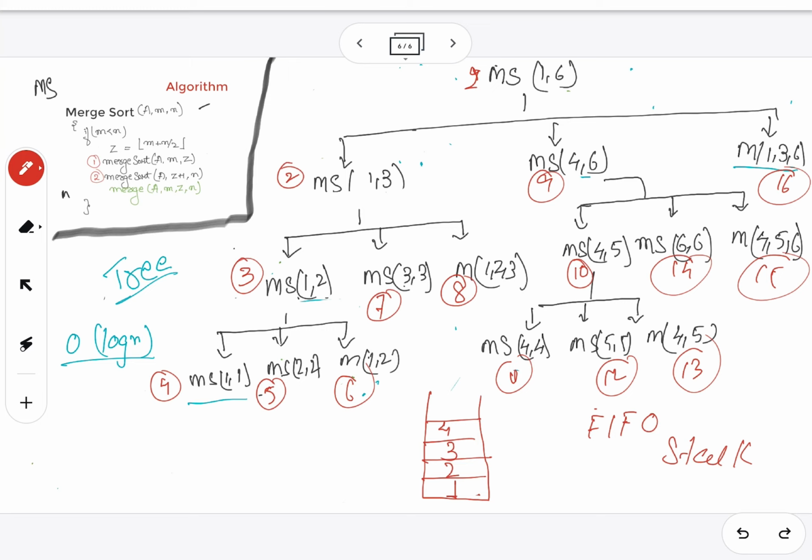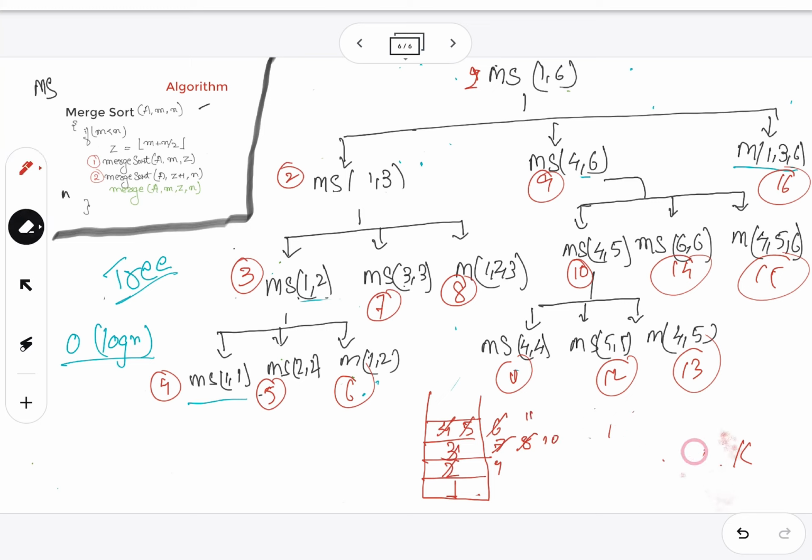But for the recursive one, let's see how much size is needed. Once 4 is completed, we can push 5. Once 5 is completed, we can push 6. Once 6 is completed, we pop it out and push 3. When 3 is completed, we push 7, and when 7 is done, it is 8. When 8 is done, we come to 2. Then 2 gets completed, and we can push 9 in the same place. Then we push 10, and after 10 we push 11.